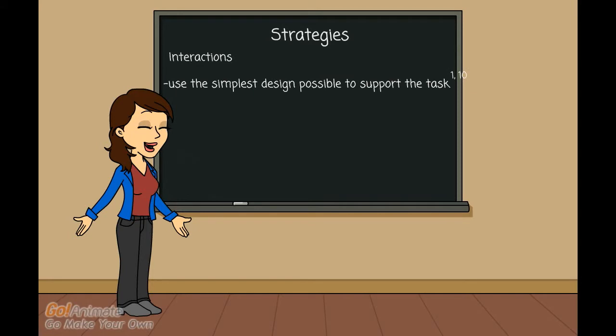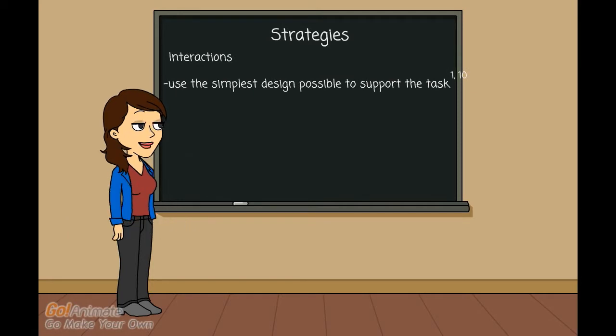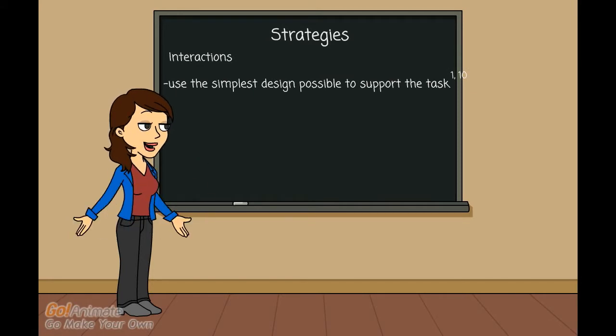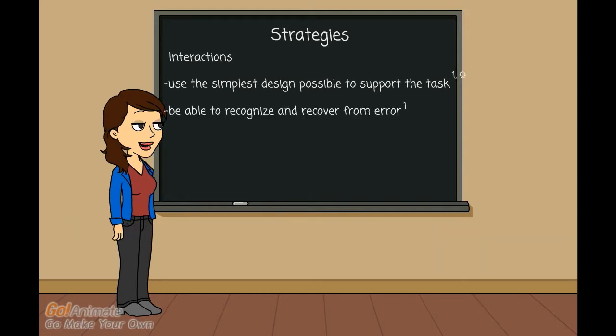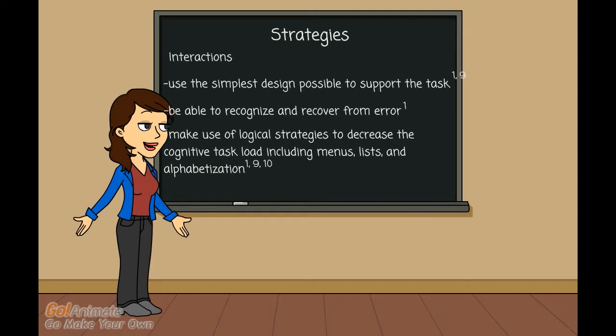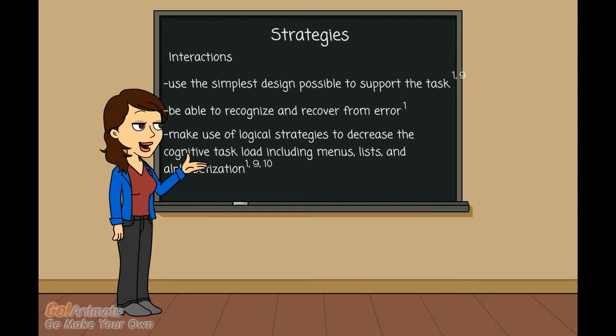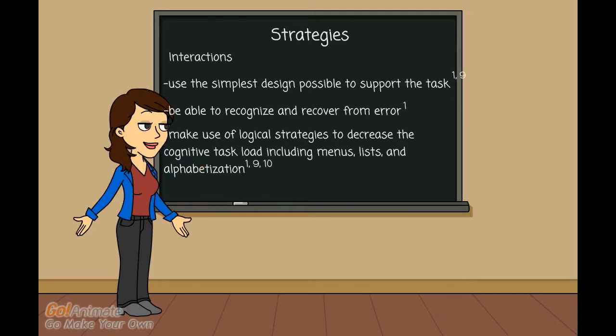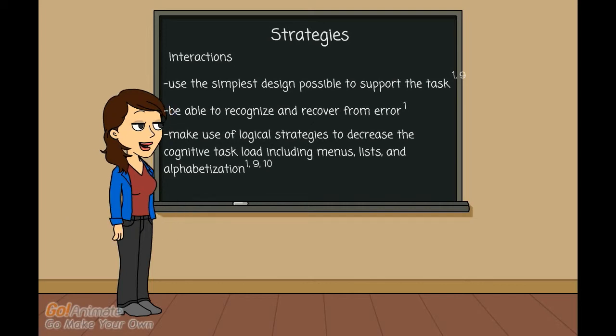The interaction itself also needs consideration. Use the simplest design possible to achieve the task, and be able to recognize and recover from error. Make use of proven strategies for decreasing the cognitive burden of a task by arranging things logically. Use menus, lists, and alphabetization.